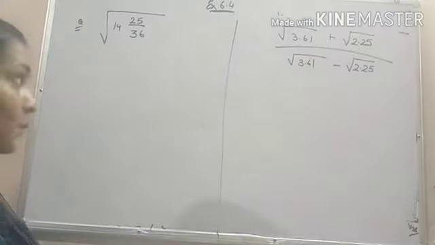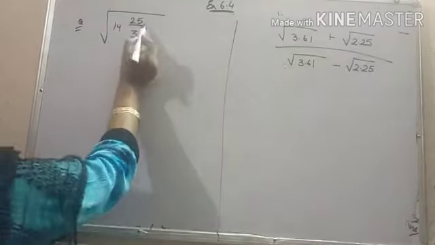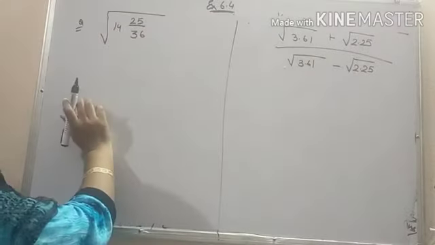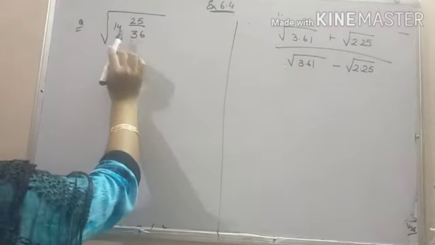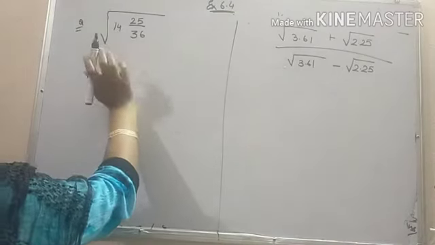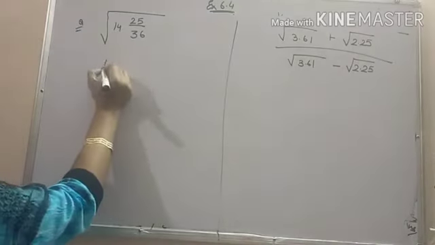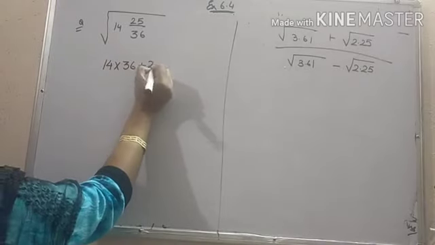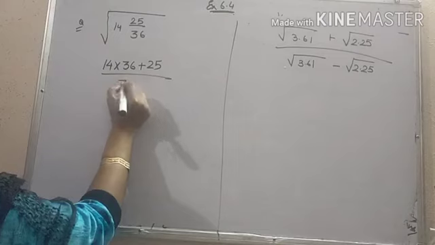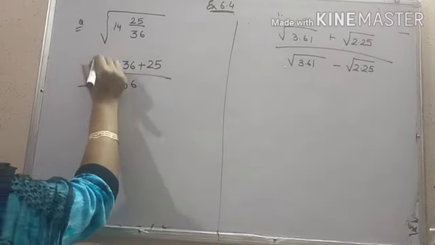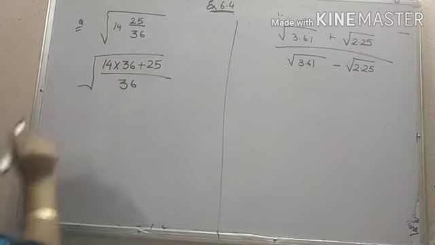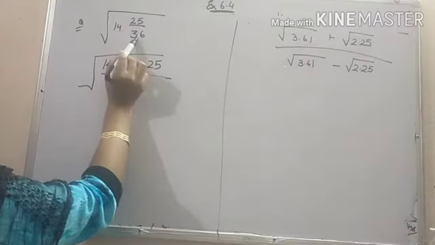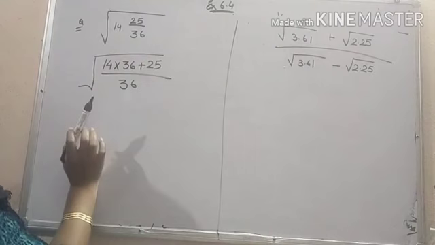A few more problems. Now when there is a mixed fraction and you have to solve it, what will you do? First of all, you will convert this mixed fraction into an improper fraction. 14 into 36 plus 25 upon 36. This is the only way to convert a mixed fraction into an improper fraction: you multiply the whole part with the denominator and add the numerator to it.